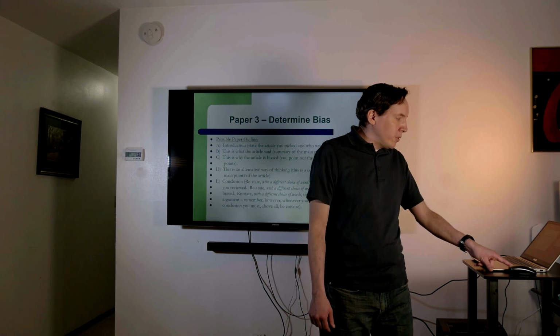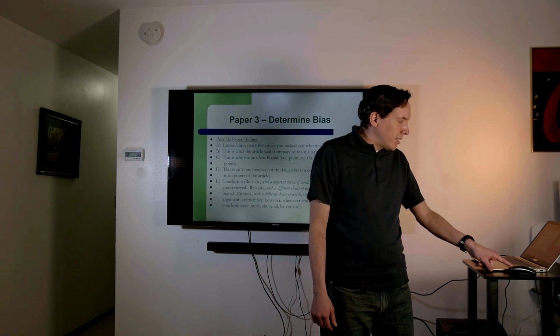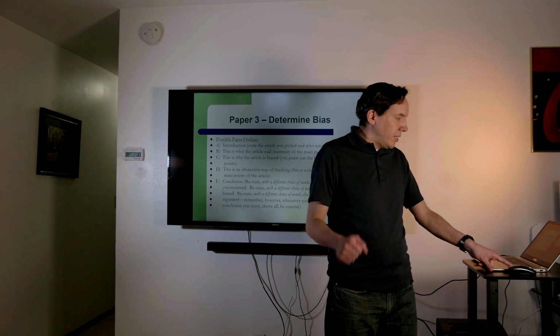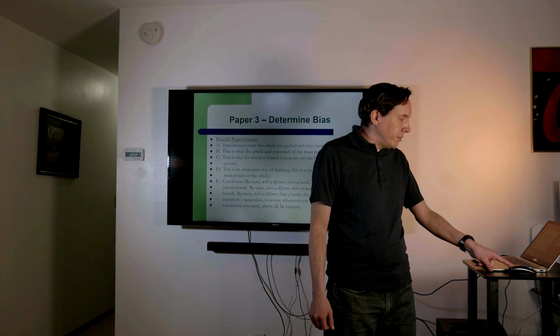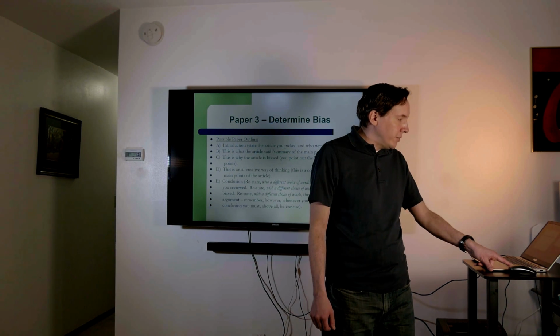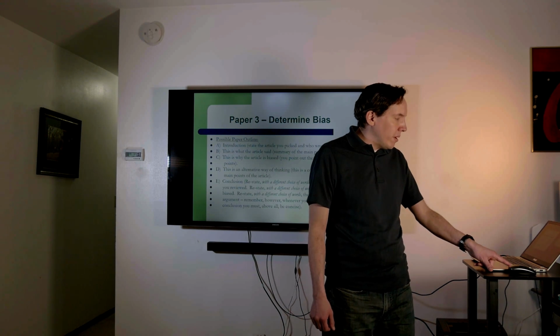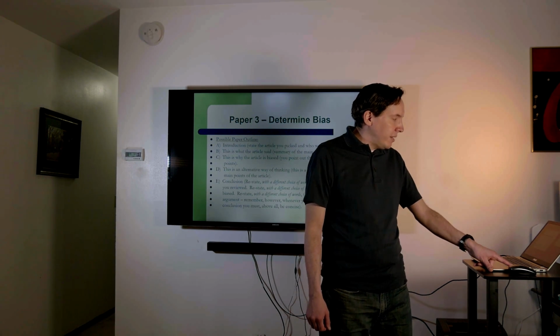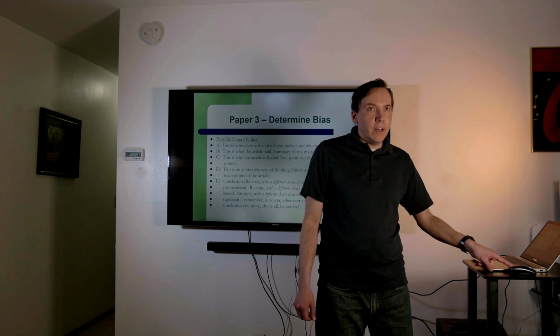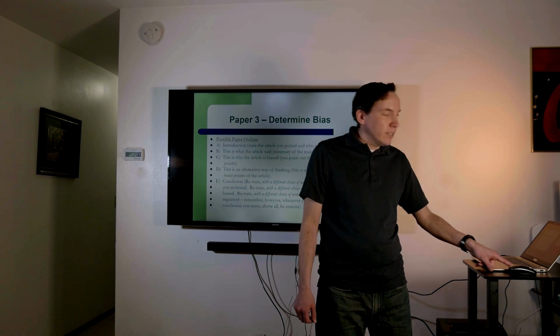Then finally, for your conclusion, restate, except with a different choice of words, the thesis of the article that you reviewed. Then restate, except with a different choice of words, exactly why it is biased. And then restate, except with a different choice of words, the thesis of your counter argument. Remember, however, whenever you restate anything in conclusion, you must above all be concise.